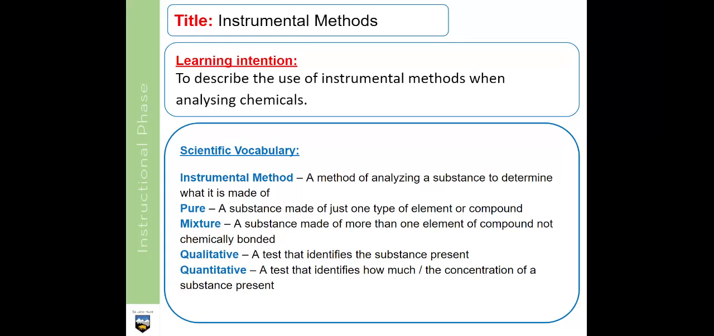Remember, a pure substance is made from only one type of element or compound, and a mixture is made from more than one element or compound that are not chemically bonded. Now, these two keywords you might have heard of before, you might not have. Qualitative is a test that identifies the substances present, whereas quantitative is a test that identifies how much, or what the concentration of the substance is that is present.